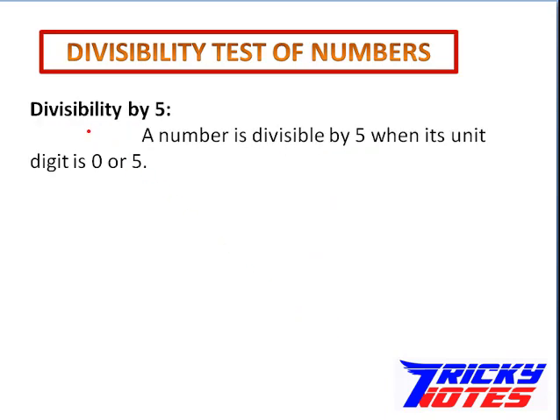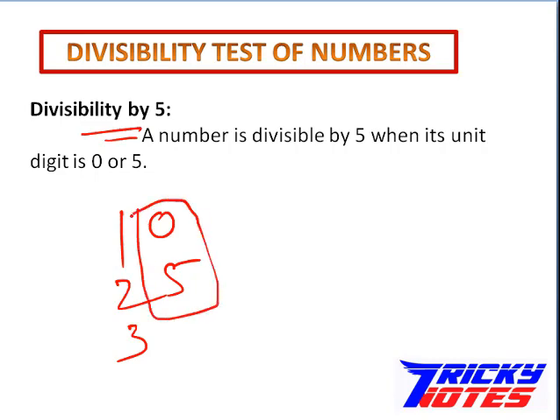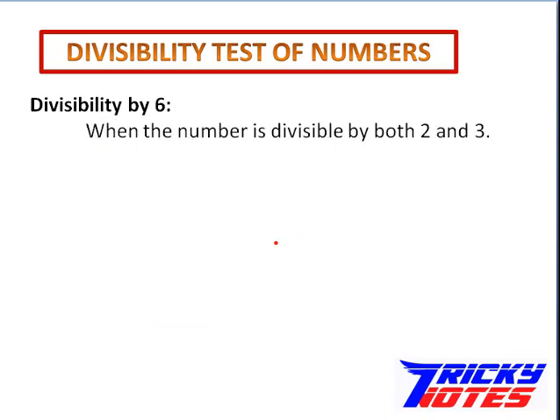Now let's move on to divisibility test by 5. It is very easy. If the unit digit is 0 or 5, we can have the tens digit anything. It can be 1, it can be 2, it can be 3, but if the unit digit is either 0 or 5, the number is divisible by 5. It's very easy.